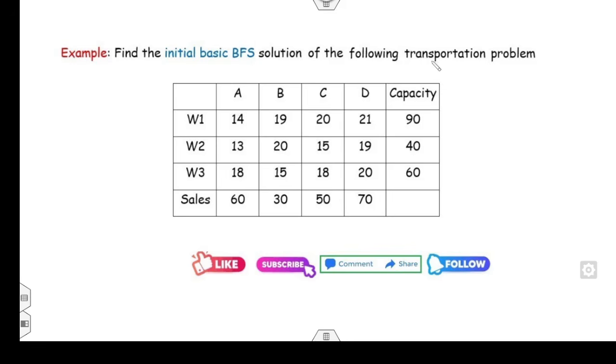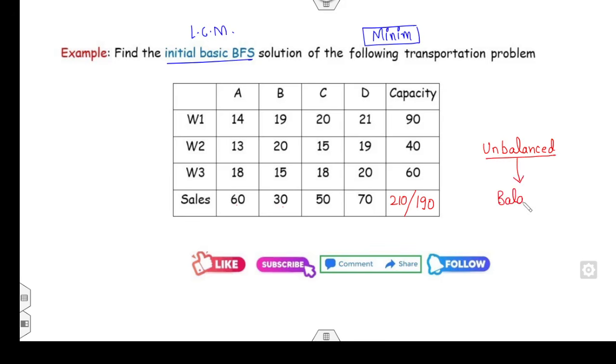Find the initial basic feasible solution of the transportation problem. So nothing is given to you. That means that my problem is minimization. And how can you find it? I can use the least cost method. Firstly, we will see whether this is balanced or not. It's 190. In this case, it's 90. It's 120. It's 210. So clearly this problem is my unbalanced transportation problem. And then your target is to convert it into the balanced transportation problem.